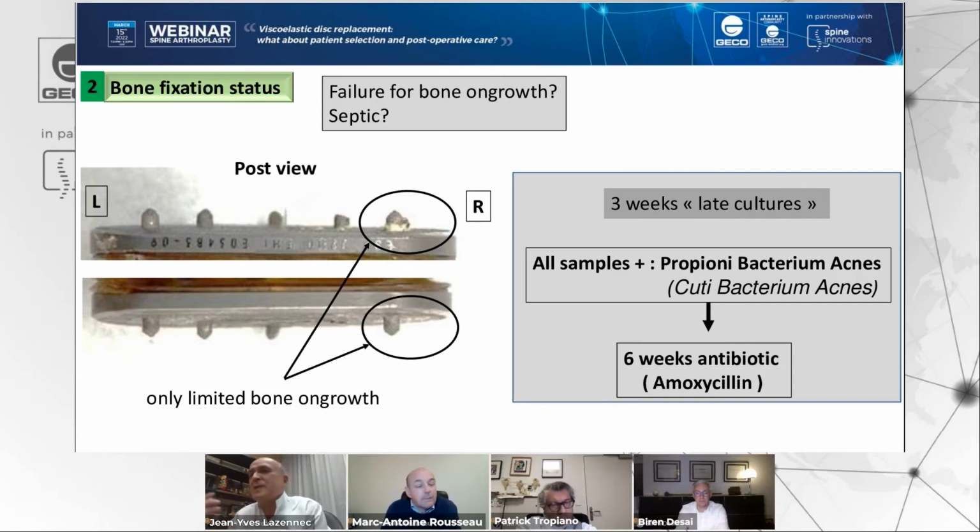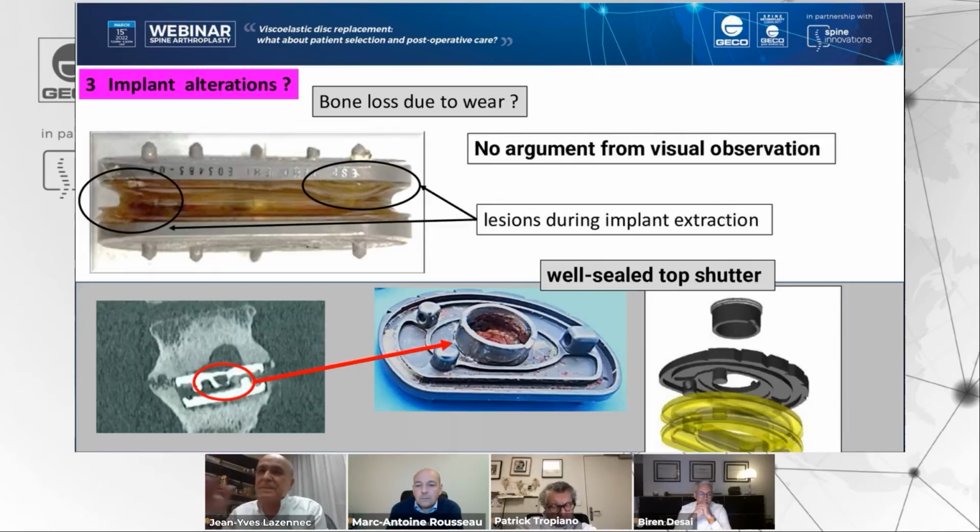We call this now Cutibacterium acnes. So we treated this patient with 6 weeks of amoxicillin, which, perhaps we shall discuss, is not very classical for hip and knee prosthesis contamination with Propioni. So it worked very well.